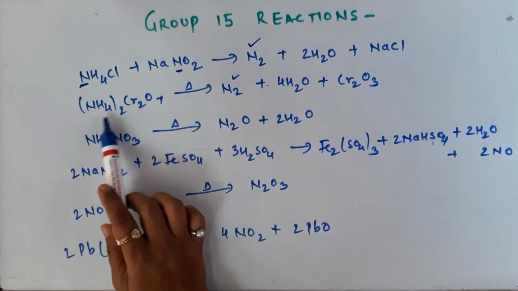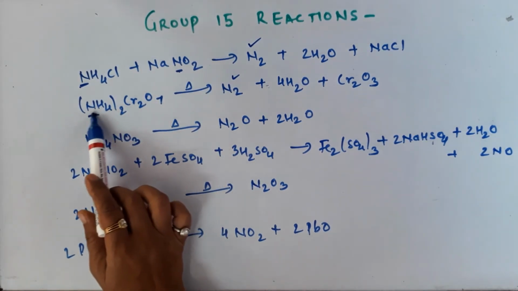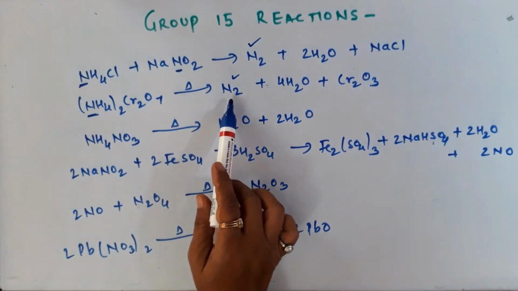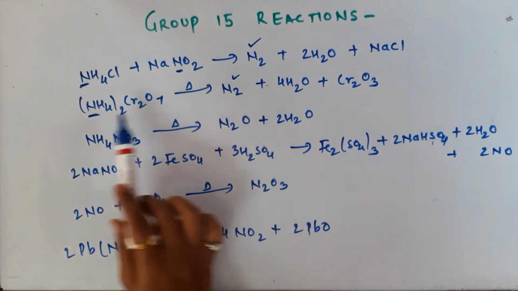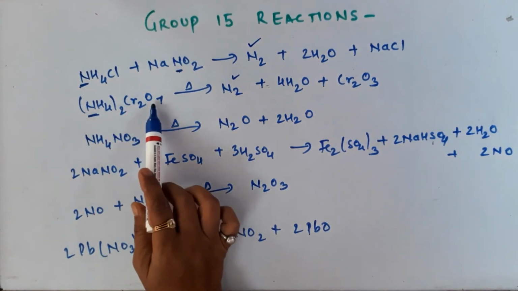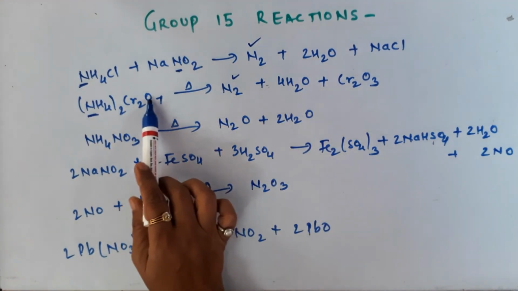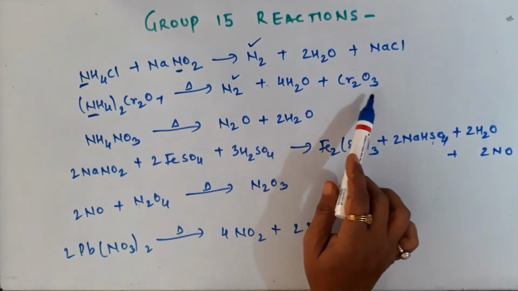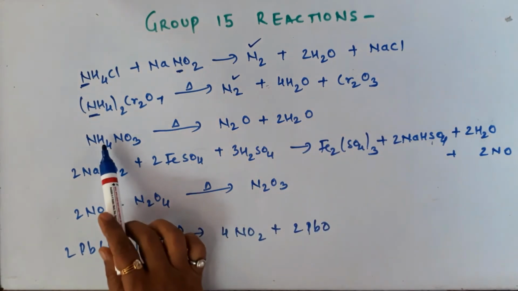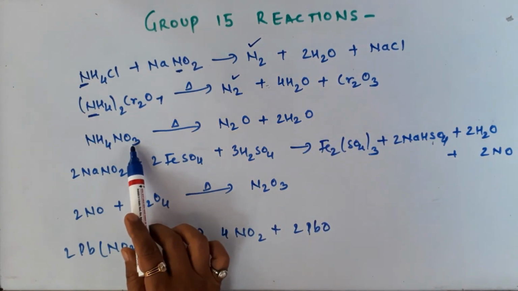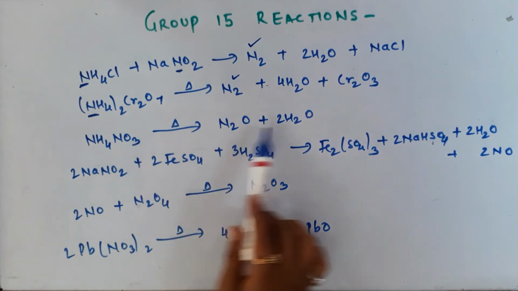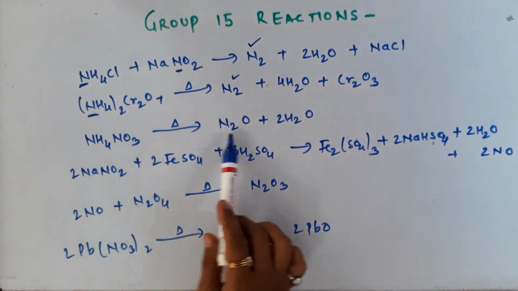Same way here, ammonium dichromate, if you heat you will get nitrogen gas coming out. You are now left with hydrogen only, so hydrogen goes with oxygen to give you water, and the chromium goes with the oxygens which are left, so Cr2O3. Ammonium nitrate is a highly explosive salt which is going to explode if you heat it, to give you moisture and dinitrogen oxide.